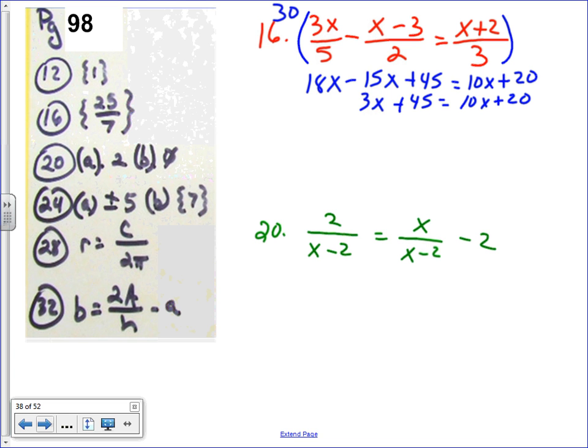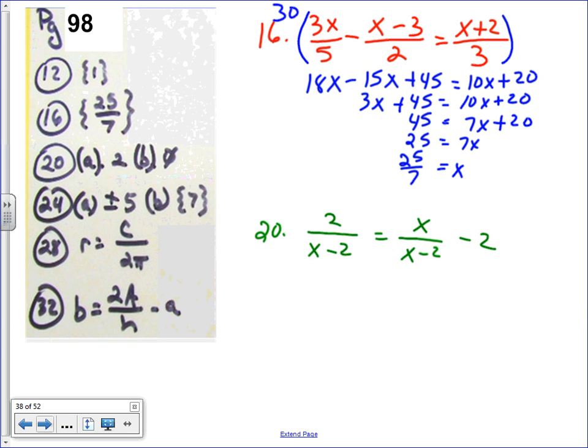Subtract 3x, so that gives me 7x on the right, equals 45. Subtract a 20 gives me 25 equals 7x. And this answer is not a very pretty answer, but it's 25/7. Perfectly good number.